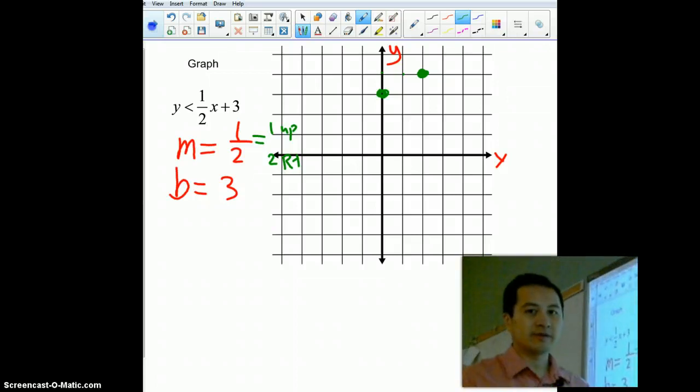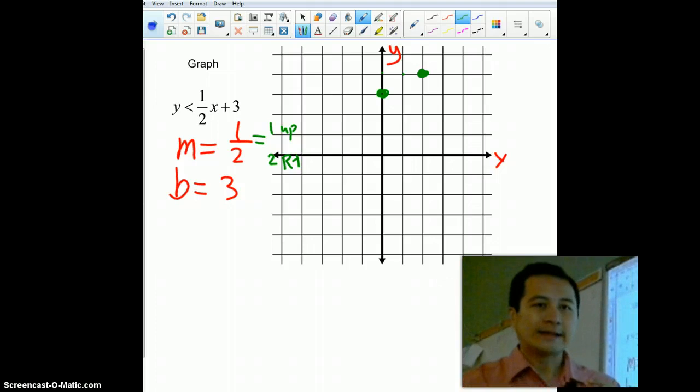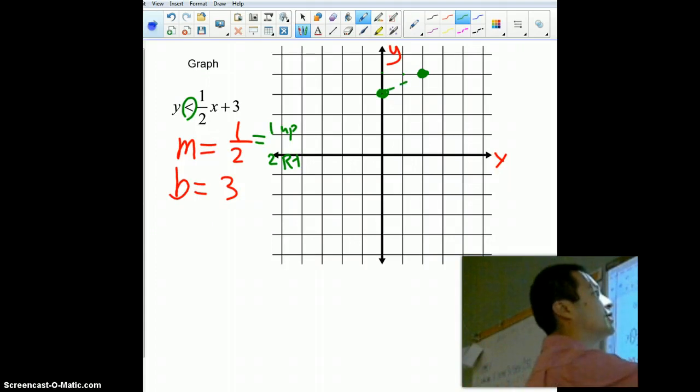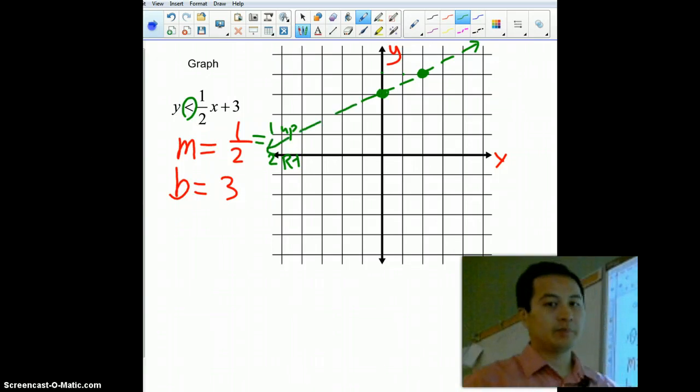Now this is where it becomes different. Now you have to decide, is this going to be a solid line or a dashed, dotted line? Take a look at the inequality. This is going to be a dashed line. So draw a dashed line here, or dotted. There you go. That's when you graph it. But hold on, we're not done. We need to shade now. So which way do we shade?